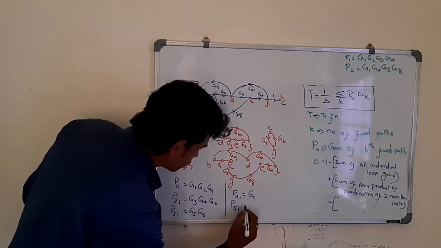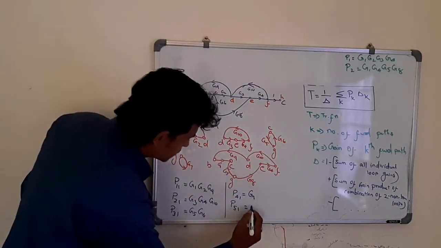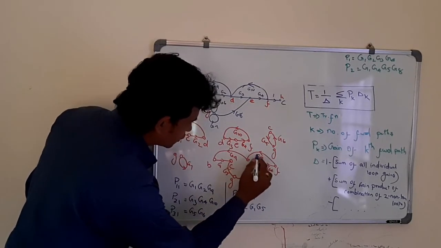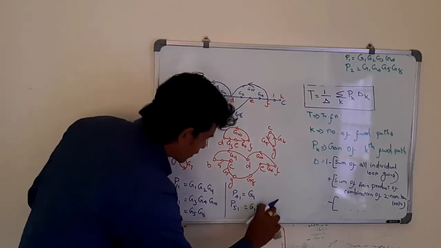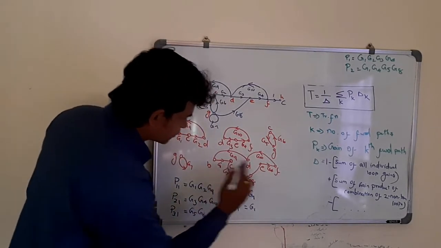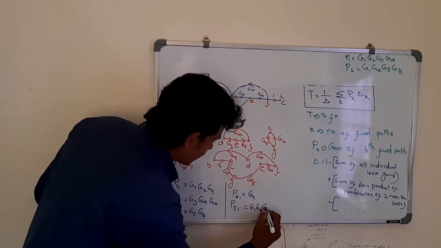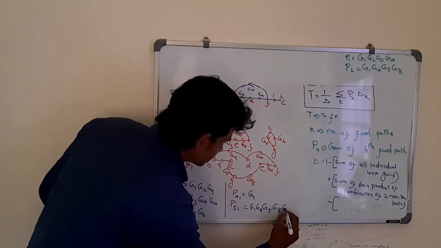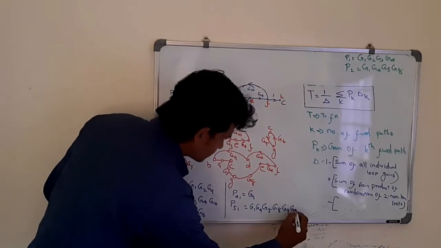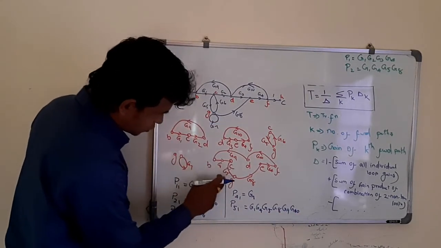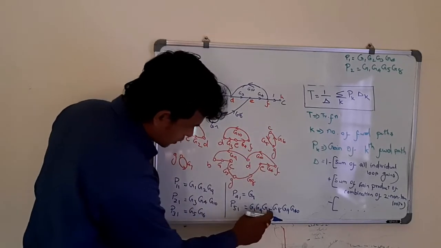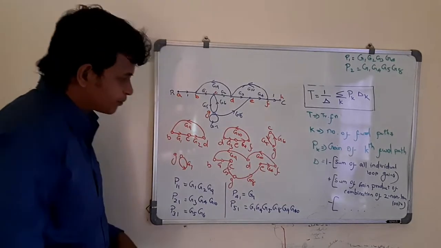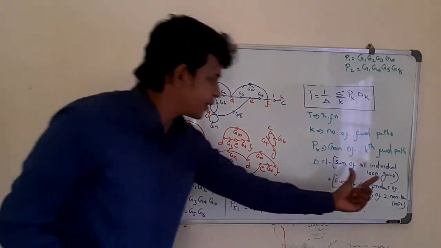For the fifth individual loop, the gain is G1 into G5 into G8 into G4 into G10 into G9. Let me write in order: G1 into G4 into G5 into G8 into G9 into G10. So we have got 1, 2, 3, 4, 5, 6. So this is right. We have identified the loop gains of all the individual loops. Now we have to add them and substitute here.